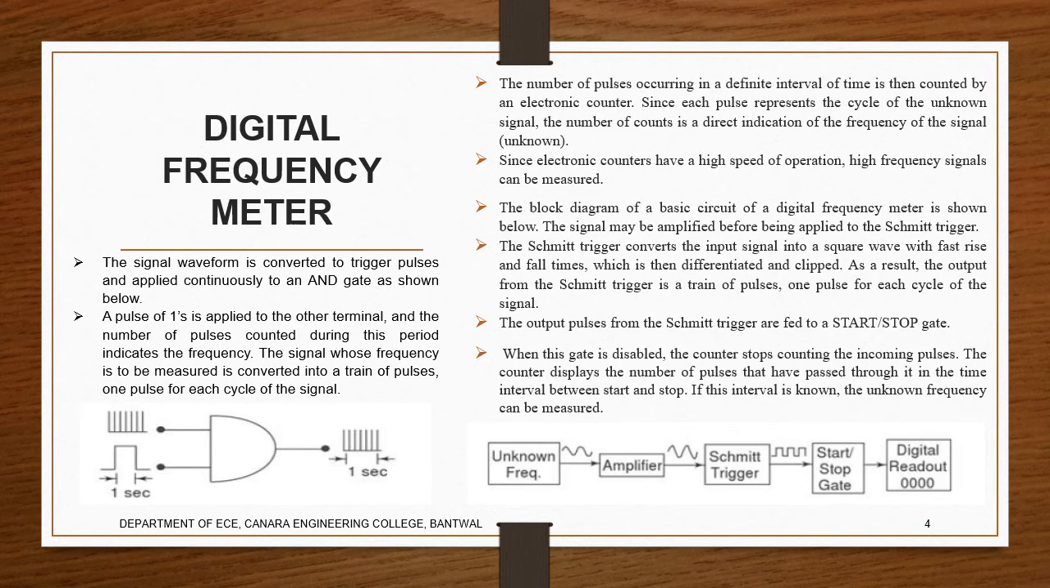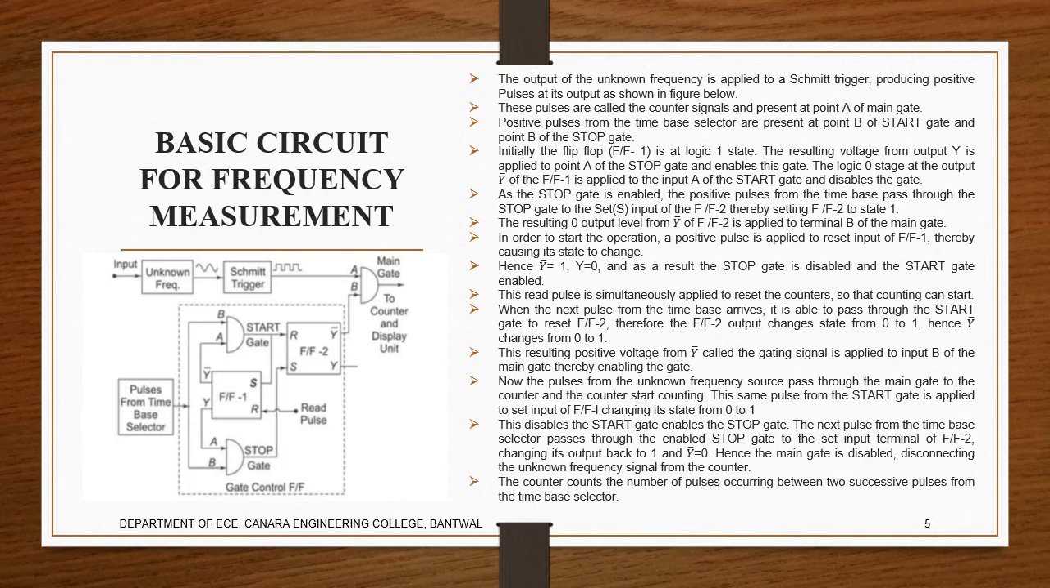The next one is the basic frequency measurement. So here, first the output of the unknown frequency is applied to the Schmitt trigger, and the square pulses are provided to the main gate A. And at the other end, the reference is what we need to use. The pulses from the time-base selector will be given. That input will be provided to both the B input of the start and the stop gates.